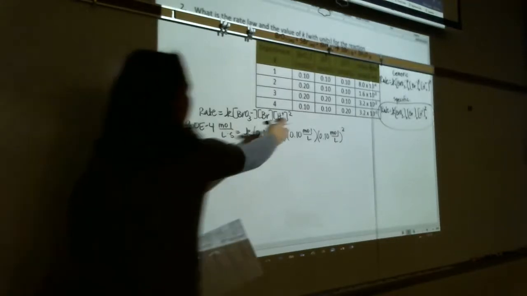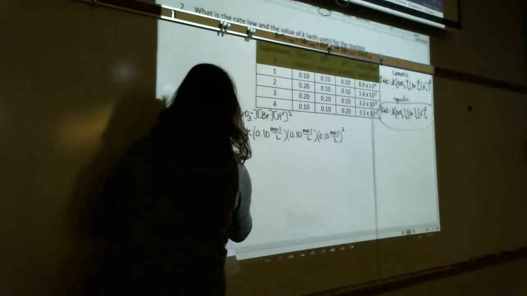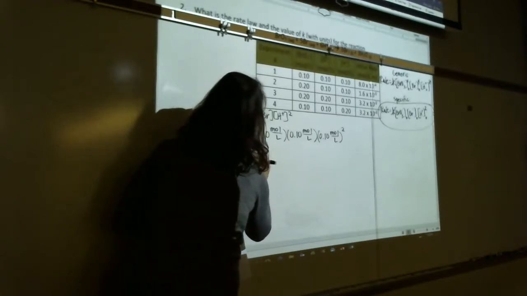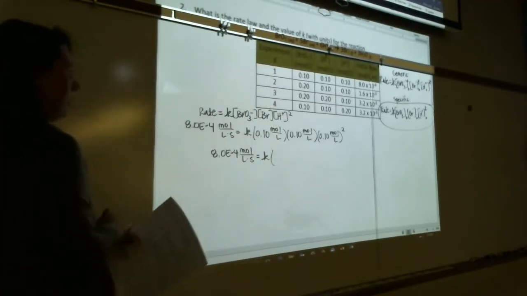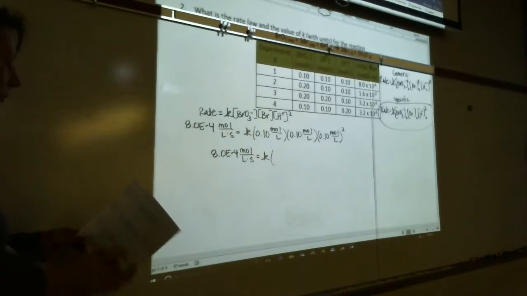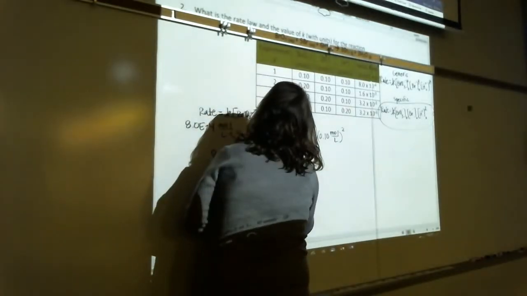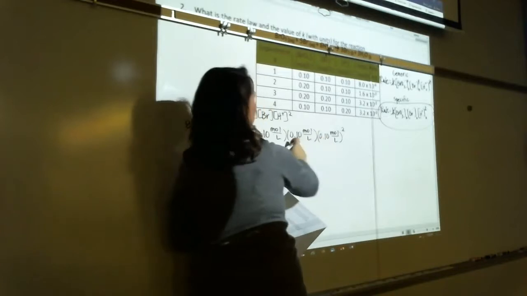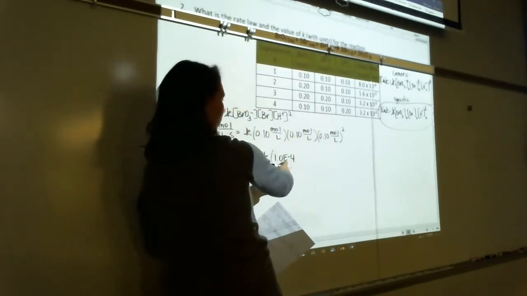Right, because this is superscripted 2 right here. So nothing happens here, that's just brought down directly. Moles per liter second is equal to K times 0.1 squared times 0.1 times 0.1, that gives me 1 times 10 to the negative 4th, right? If you take 0.1 and square it, and then multiply it by 0.1, and then multiply it by 0.1, you'll get 1 times 10 to the negative 4th.